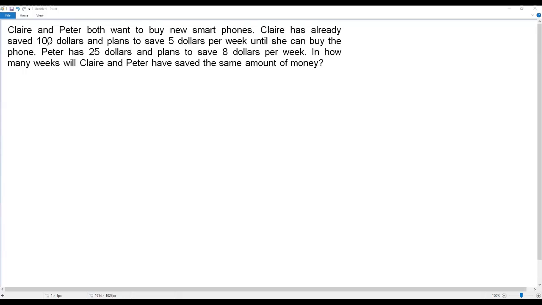Claire has already saved $100 and plans to save $5 per week until she can buy the phone. Peter has $25 and plans to save $8 per week. In how many weeks will Claire and Peter have saved the same amount of money?